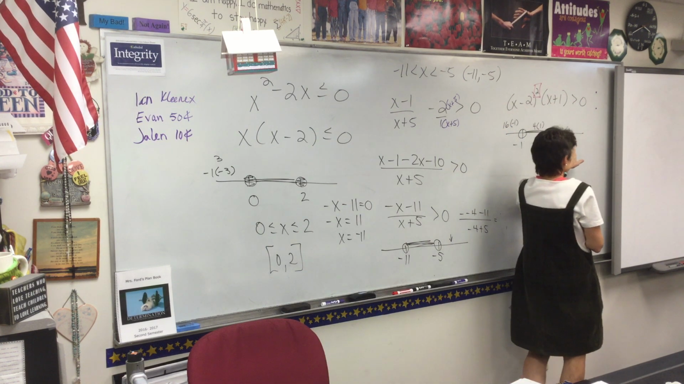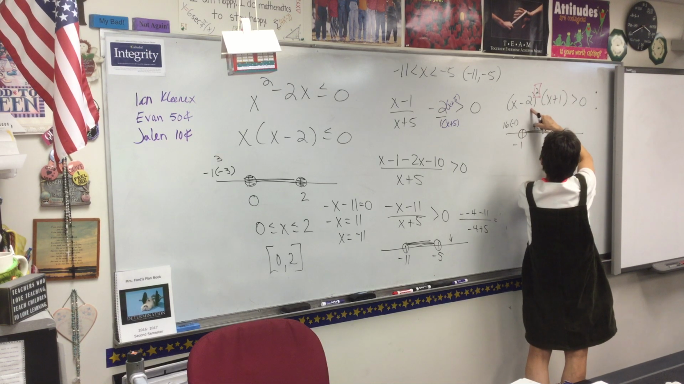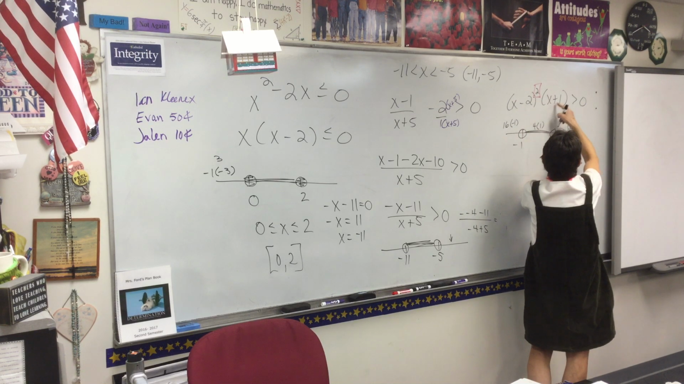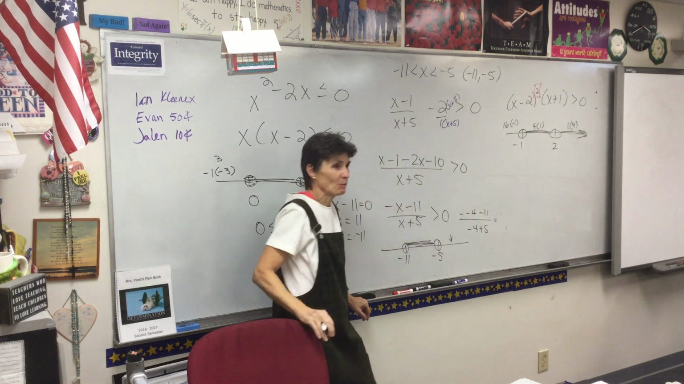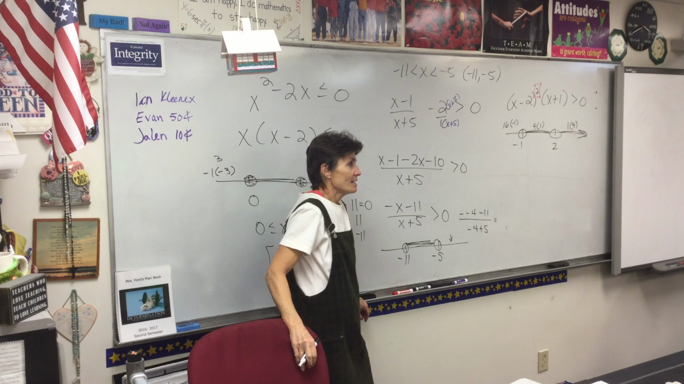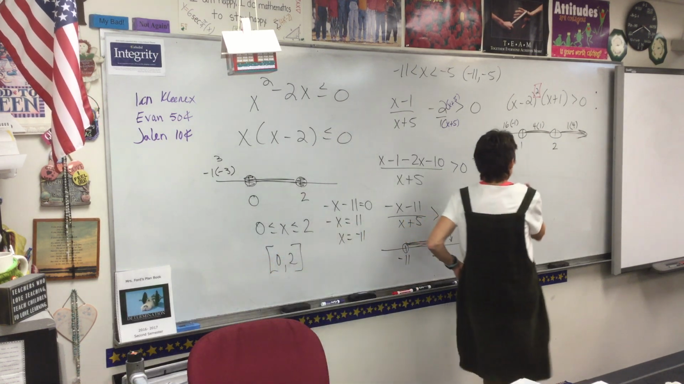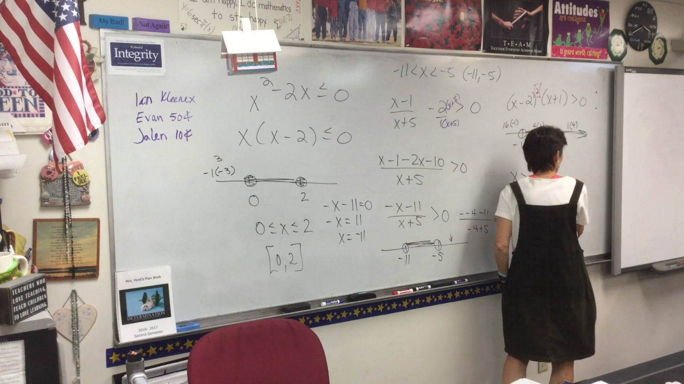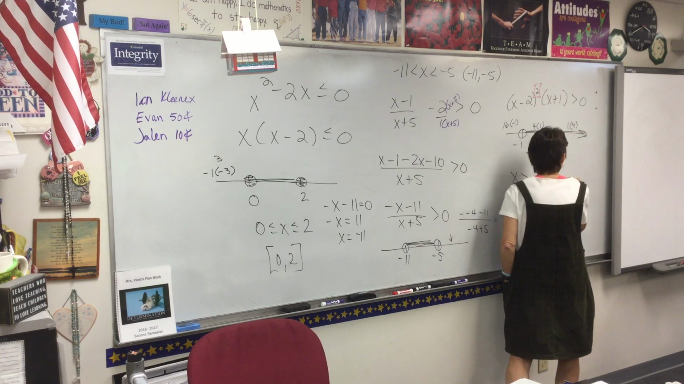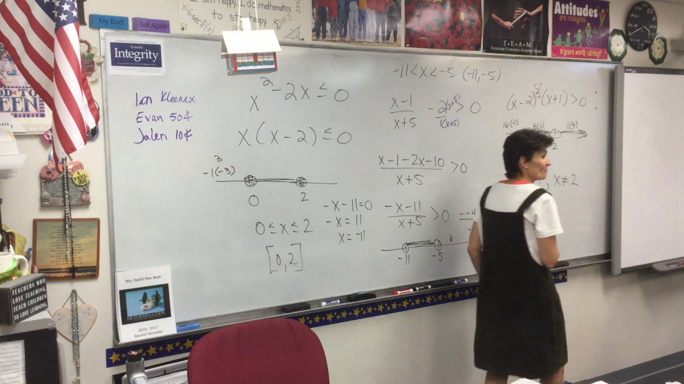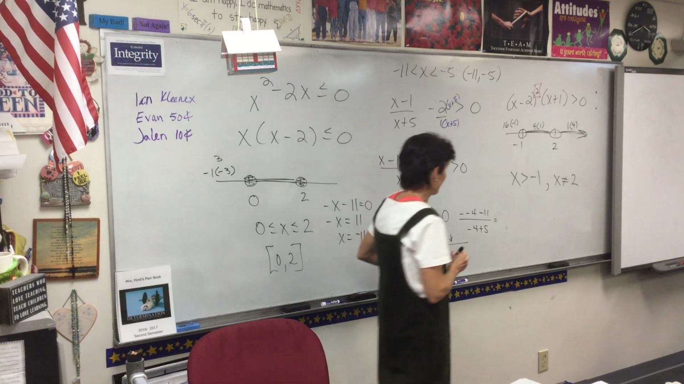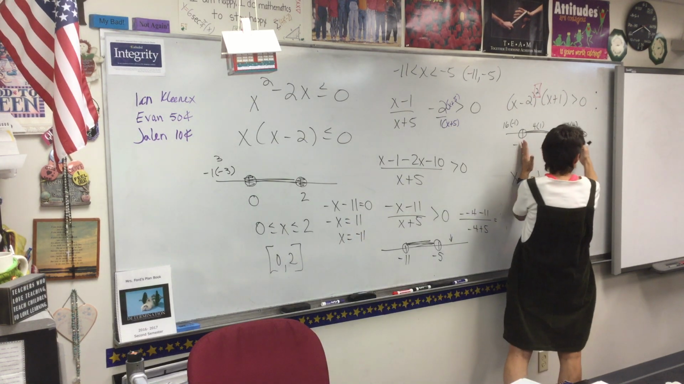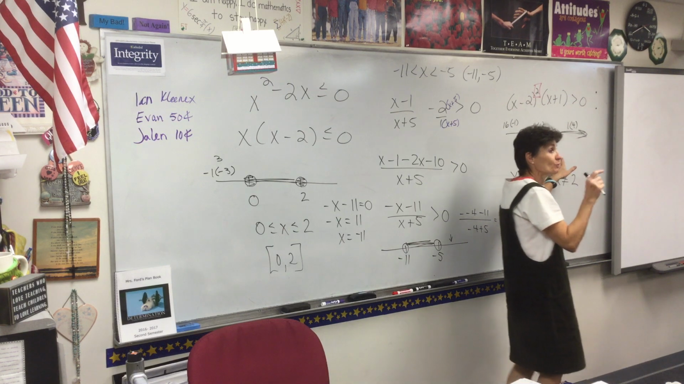Pick a number out here. 3. 3 minus 2 is 1, squared, 1. 3 plus 1 is 4. Is 1 times 4 bigger than 0? Yes. Is everything greater than -1? Now, this is a tricky one, because if you say everything bigger than -1, you have to stipulate except 2. Because is 2 colored in? No. So you're right, it's everything bigger than -1 except the number 2 is skipped.